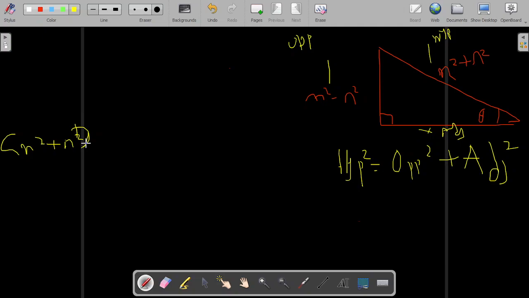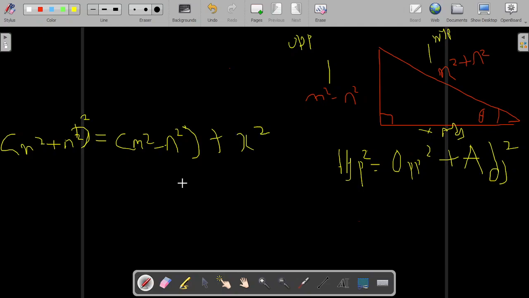the opposite square. Where is the opposite? Here, m square minus n square. Let's bracket again. M square minus n square. So here it is. Plus the adjacent square, which is, let's represent the adjacent with x, so x square. So that is it.